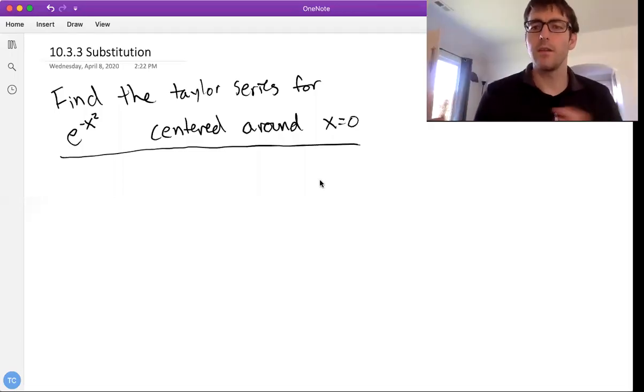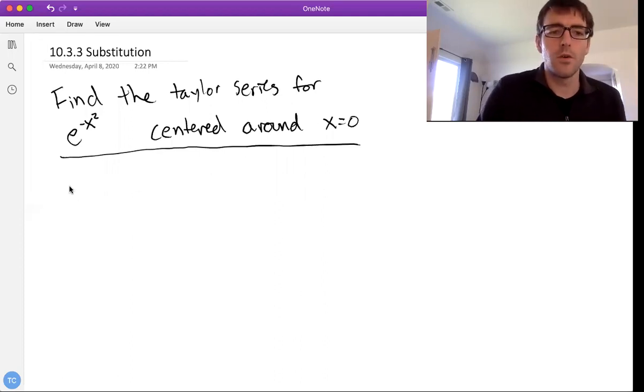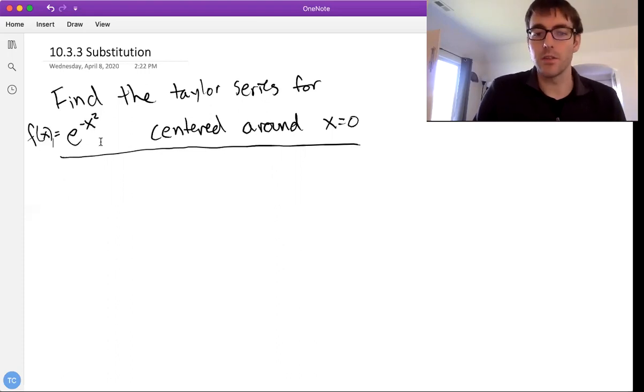Okay, the second way that we can combine functions, or combine the Taylor series of functions, to get the Taylor series for a more complicated function is using substitution. So we have this e to the negative x squared function. This is our f of x. And we want to know what is the Taylor series for this function.